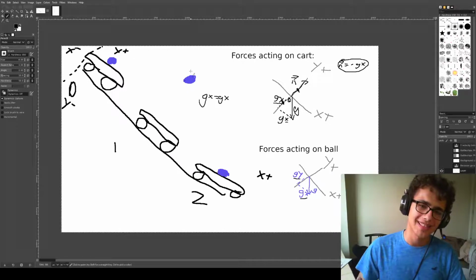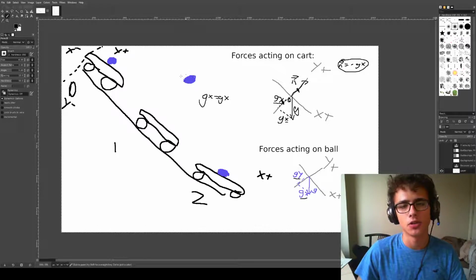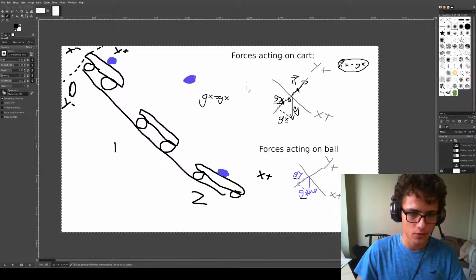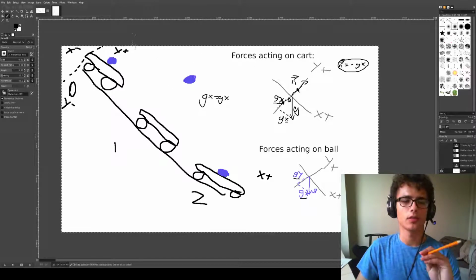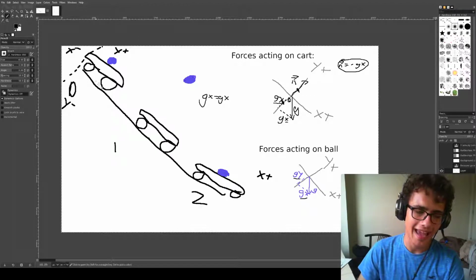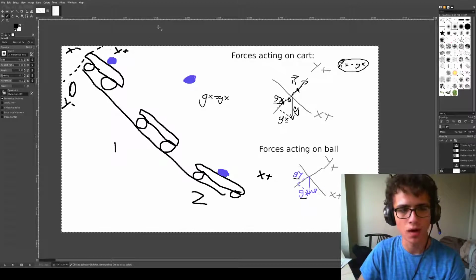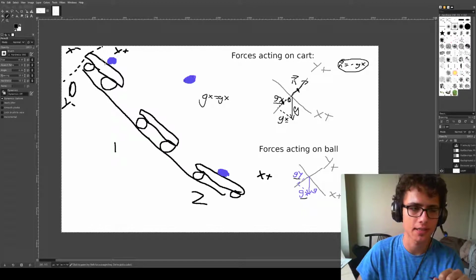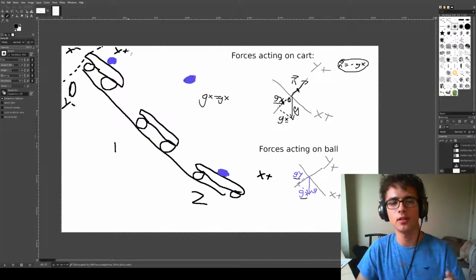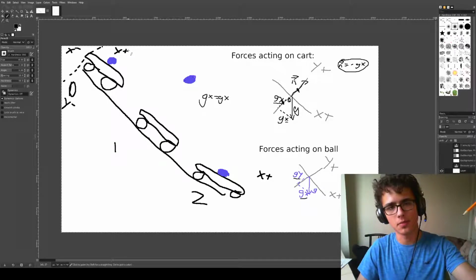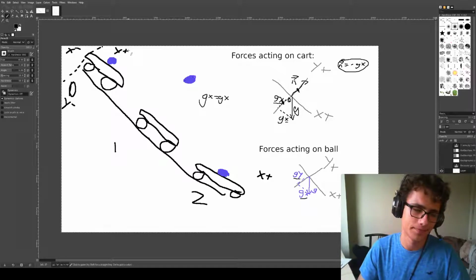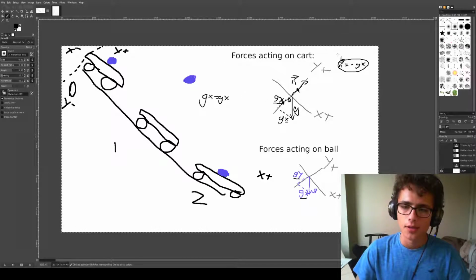So let's see how we can apply this knowledge to the cart on a slope example. Let's make the x-axis be along the slope, and then that means that the y-axis is perpendicular to that. So I made x plus be along the slope. Just a preference thing.